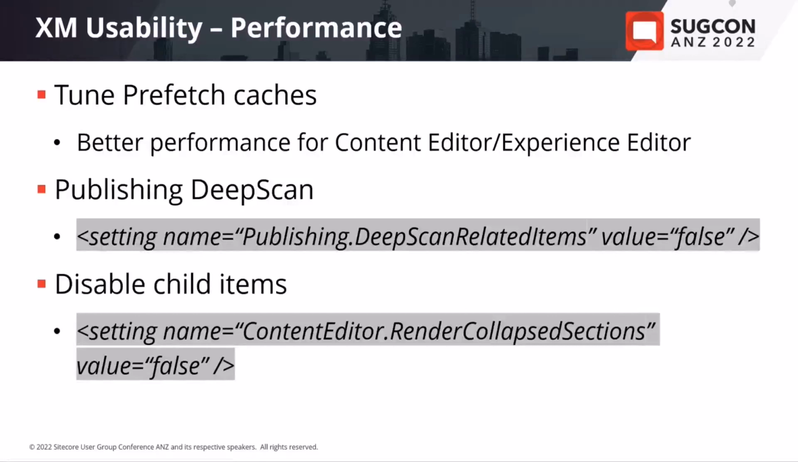And then, of course, we talk about limiting to 100 items underneath as child items. But what also happens behind the scenes in the content editor is that when you click on an item, it loads its child items automatically. So you can change this setting, render collapse sections, to false, so that it's not going to do that until you actually expand the tree. Again, you might find a bit of a performance hit when you do expand the tree, but then you're not wasting it when you're not looking to expand it and the item is just selected.